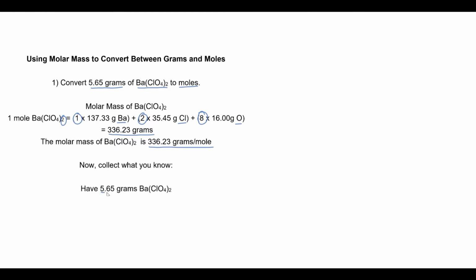We know we have 5.65 grams of barium perchlorate. The problem gave us that. We just calculated the molar mass, and that is 336.23 grams per mole. I find with these longer problems, it helps me organize my thoughts if I gather together everything I know. Now we're ready to convert from grams to moles.